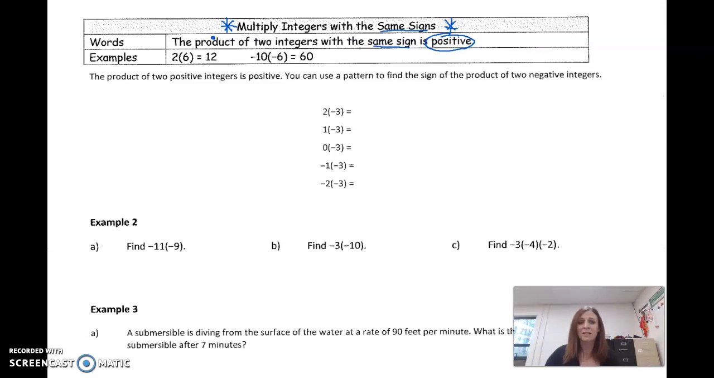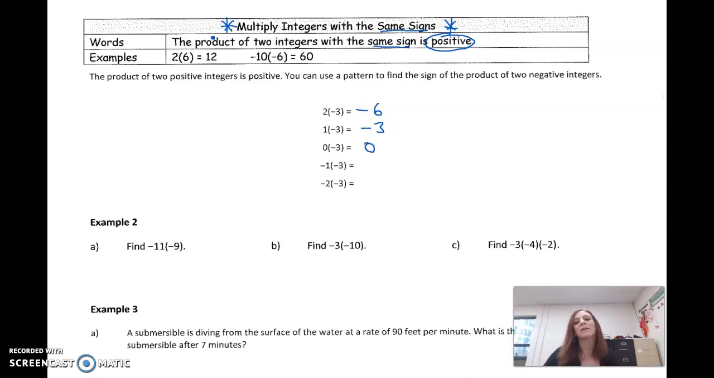It says the product of two positive integers is positive, right here. But you can use a pattern to find the sign of the product of two negative integers. So I want you to look at the little pattern I gave here. We're multiplying by a negative 3, okay? So what we just learned is if they have different signs, the answer is negative. So positive 2 times negative 3 is going to be a negative 6. 2 times 3 is 6, positive times a negative. 1 times a negative 3. Well, 1 times 3 is 3, positive times a negative, negative. 0 times negative 3. Well, 0 times anything is 0.